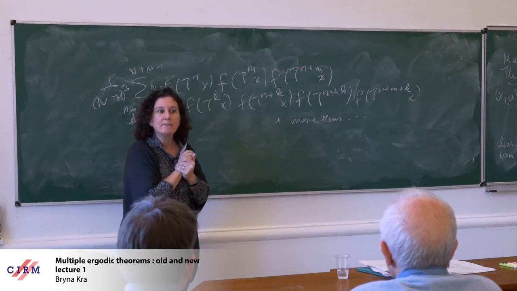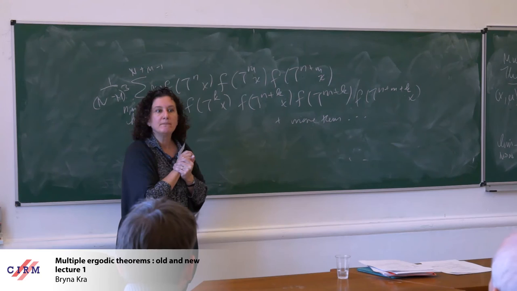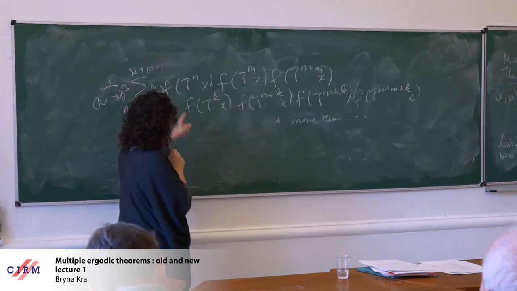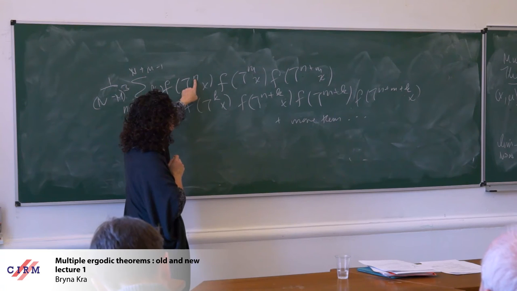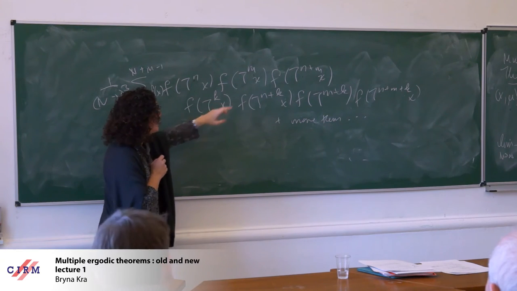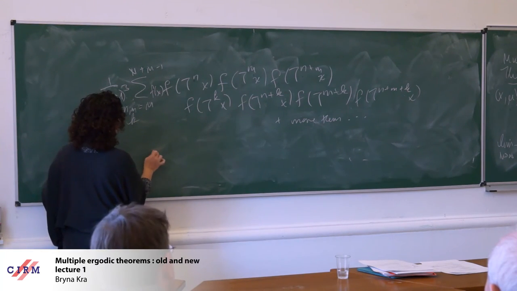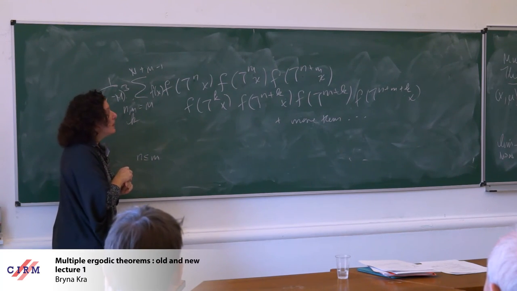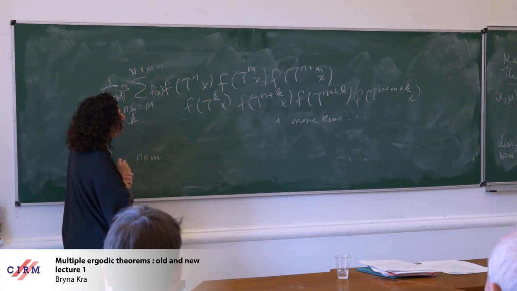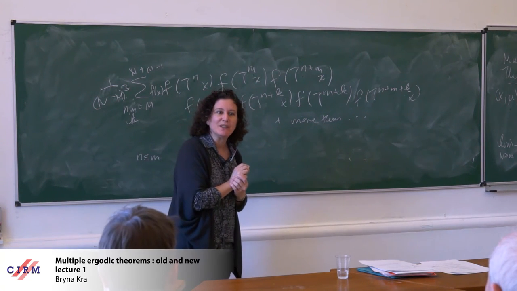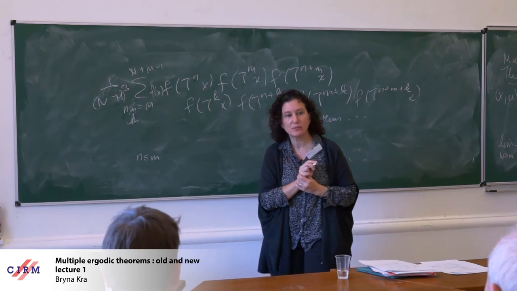Yeah. Here you take cubes, and if you take simplices, where n is less than or equal to N, the two-dimensional ones look like triangles. Yeah, that should converge, but you'd have to do something to prove that.